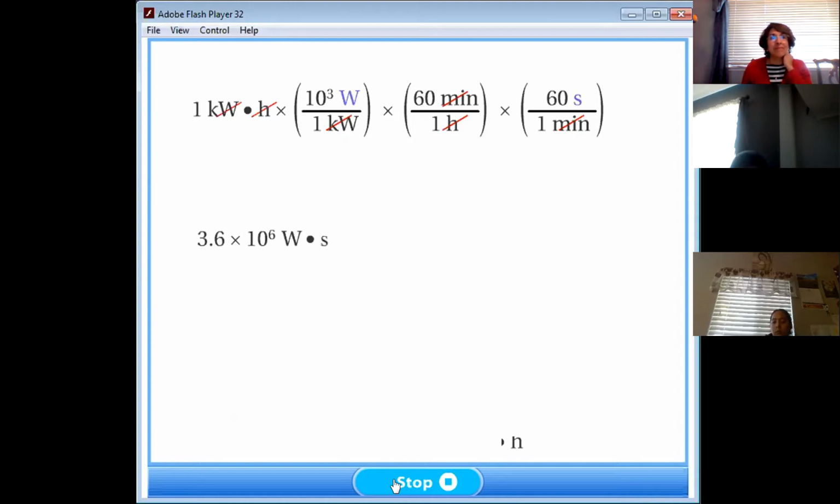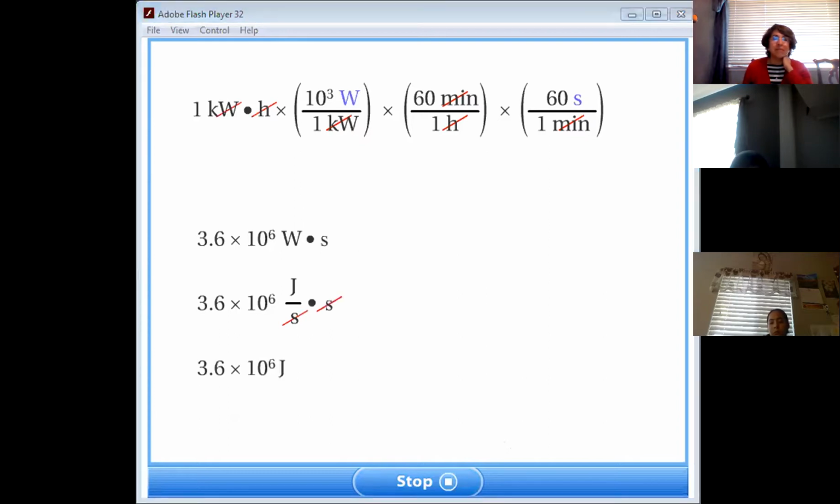Performing the multiplication, we find that 1 kilowatt hour is equal to 3.6 times 10 to the 6th watt seconds. The definition of a watt is 1 joule per second. If we express the units in this way, we see that the watt second is the equivalent of a joule. Therefore, 1 kilowatt hour is equal to 3.6 times 10 to the 6th joules.